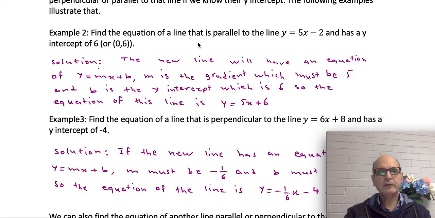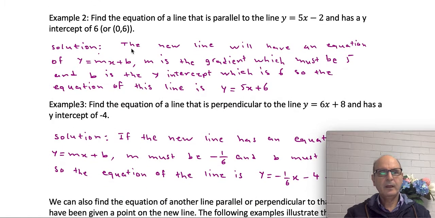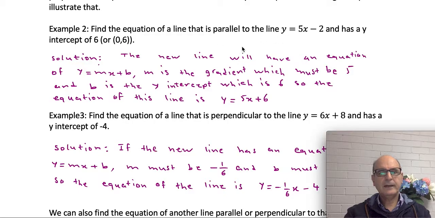Find the equation of a line that's parallel to the line y equal to 5x minus 2 and has the y-intercept of 6. Sometimes they say y-intercept of 6, or sometimes they might say y-intercept of (0, 6). They are the same thing. All right, we are talking about parallel lines.